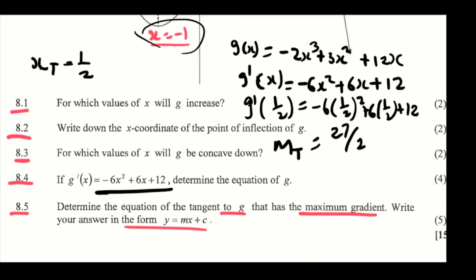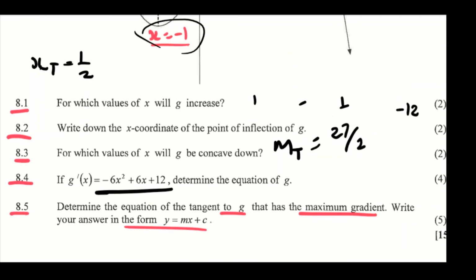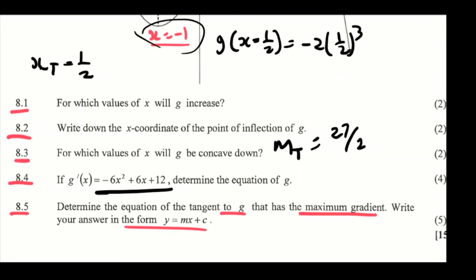Now let's find the y value of the tangent. So we're going to substitute. We're going to say g of x, where x is equal to 1 over 2, is equal to what's the equation here? It's going to be minus 2 into 1 over 2 cubed, plus 6 into 1 over 2 plus 12. So you should get your y value of 13 over 2. So this is the y value of the tangent. So now you have the gradient, you have the y value of the tangent, everything is set.